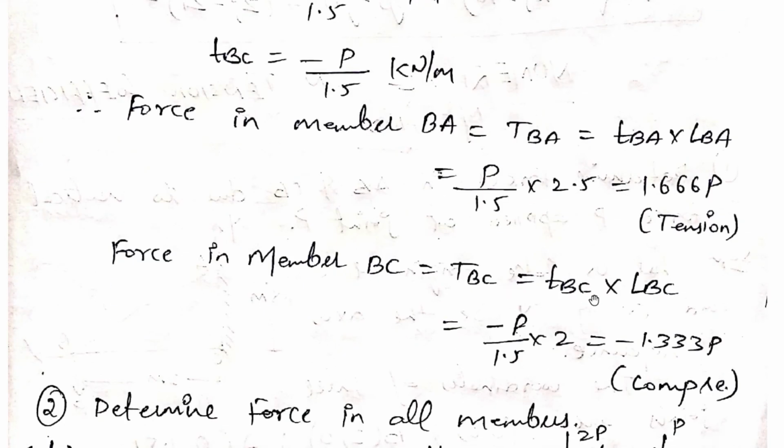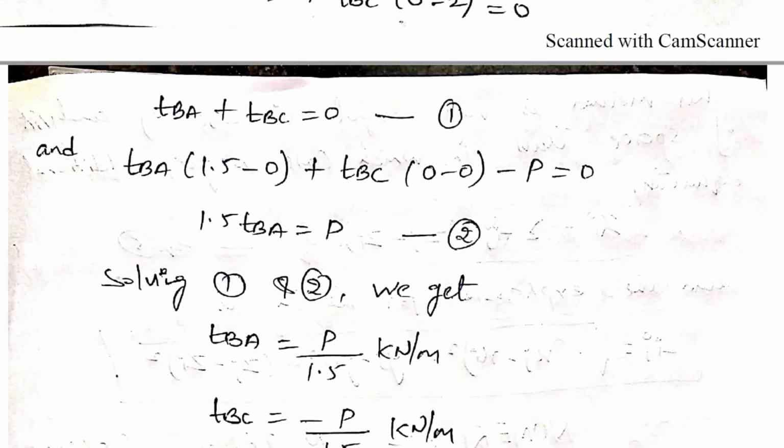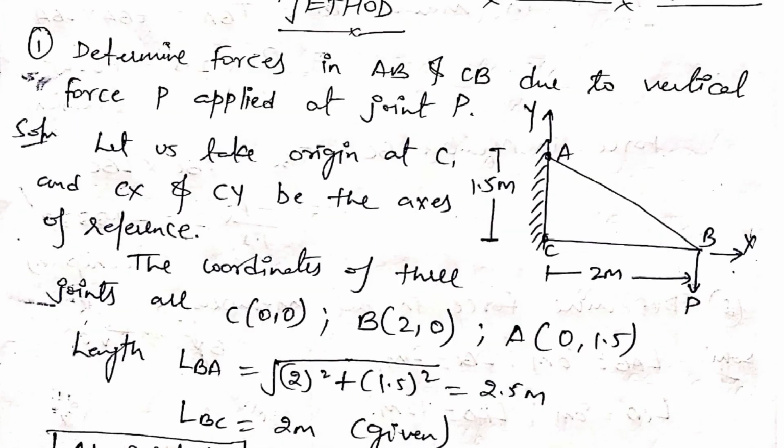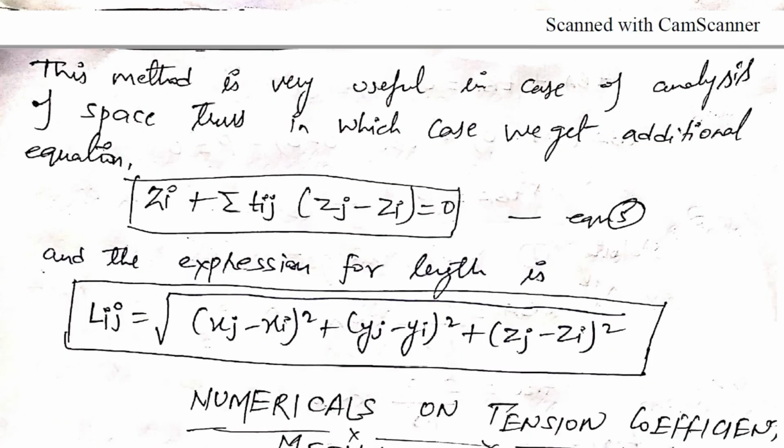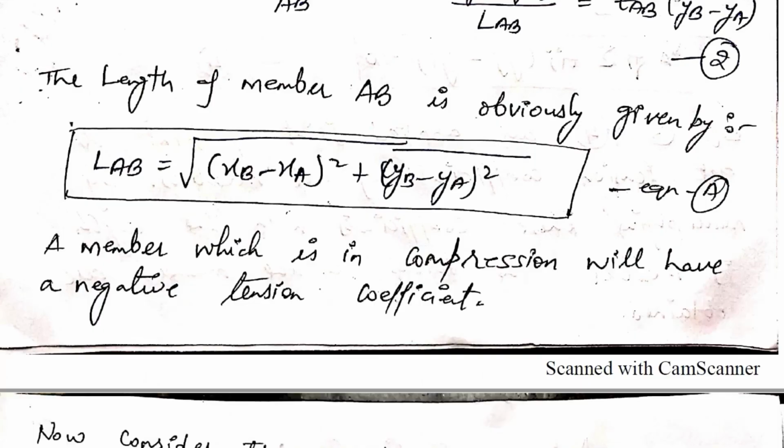By this way, you can find your member force in BC also. This is your tension coefficient in BC, and this is the length of the member BC. And after solving, we are getting 1.333 P. The minus sign indicates it is in compression. Okay. So if we have a plus sign, it is in tension, and if we have a minus sign, it is in compression. At the start, we assumed all the members are in tension. Okay, so by this way you can apply the concepts of the method of tension coefficient, and based on this your numerical will be solved. Okay, so thank you so much.